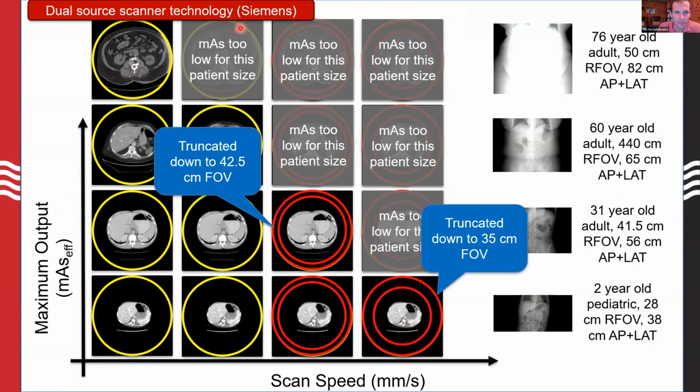When you're on a Siemens, they're the only vendor, so I use them by name, that has dual source technology, you have the same thing there. You also have a little bit of an issue with the changing of the field of view. However, luckily it works out pretty well, because when you scan really fast on that platform, that's when you have a smaller field of view, but that's usually also when you'd have smaller patients. So that works out pretty well.